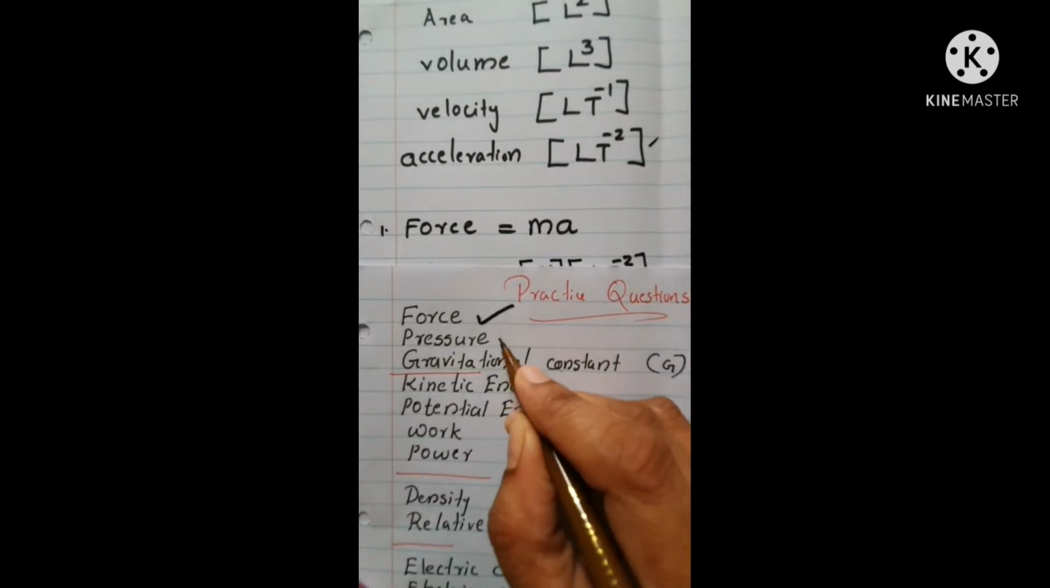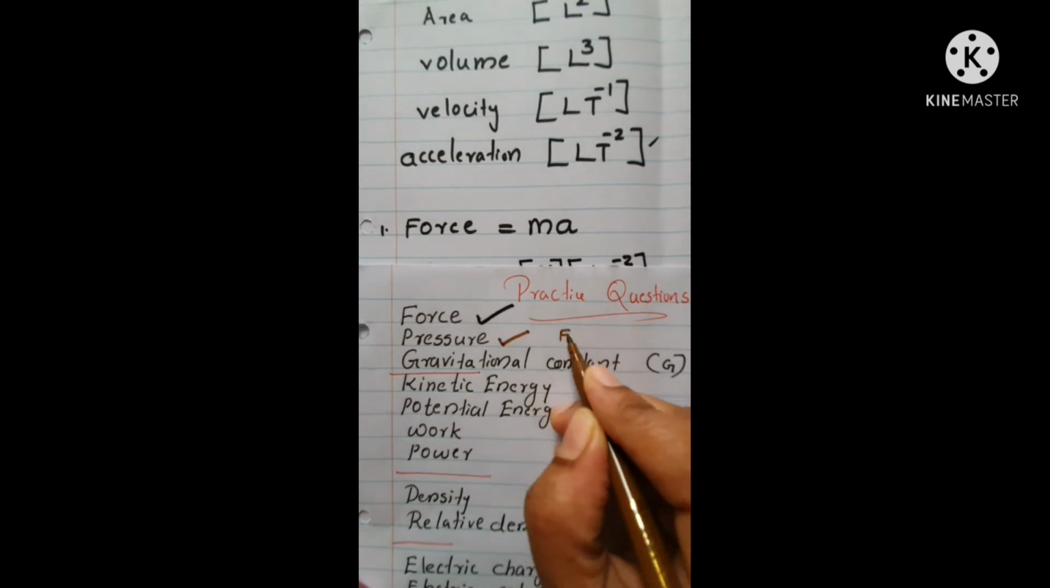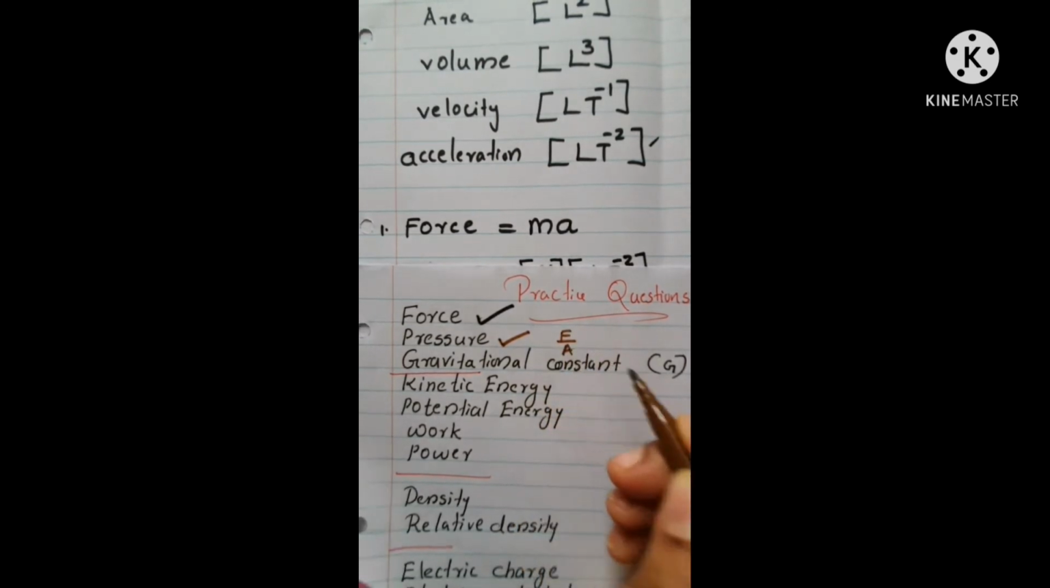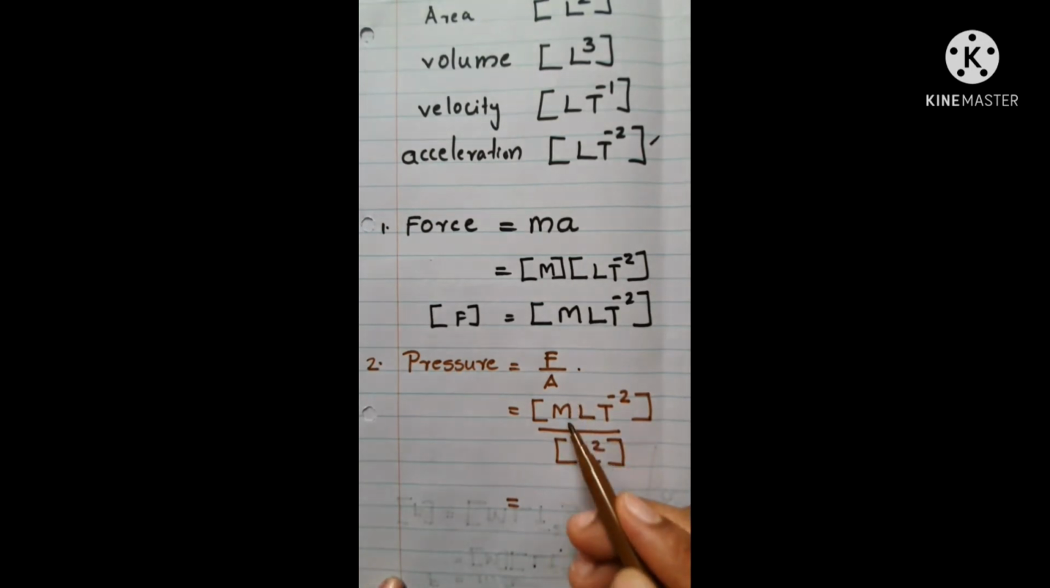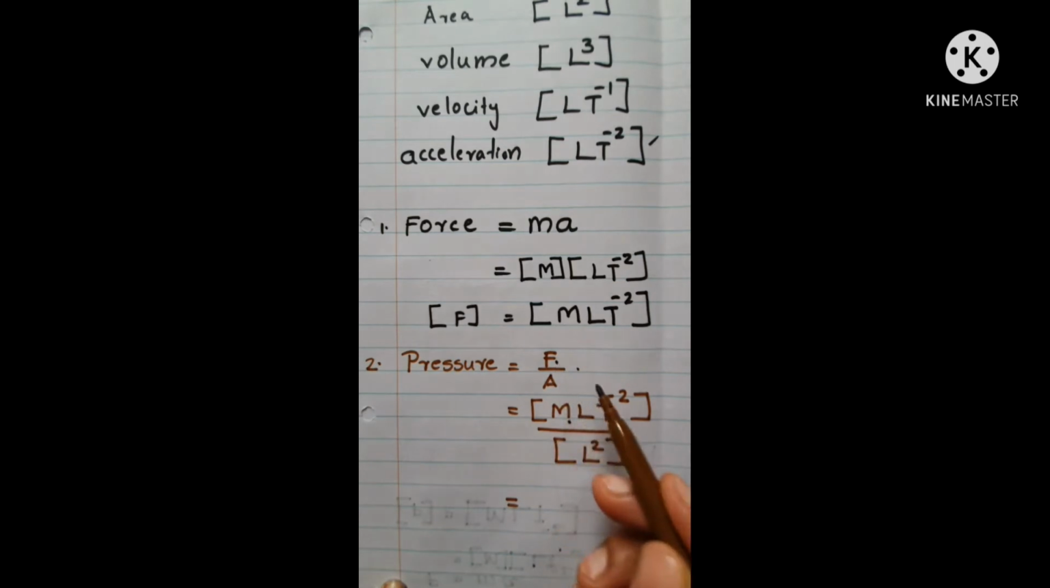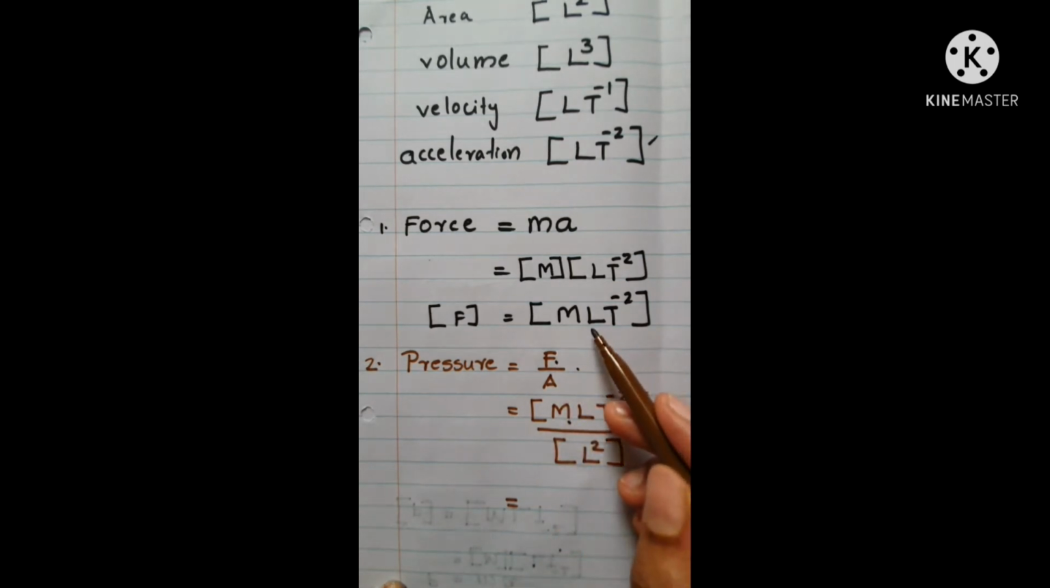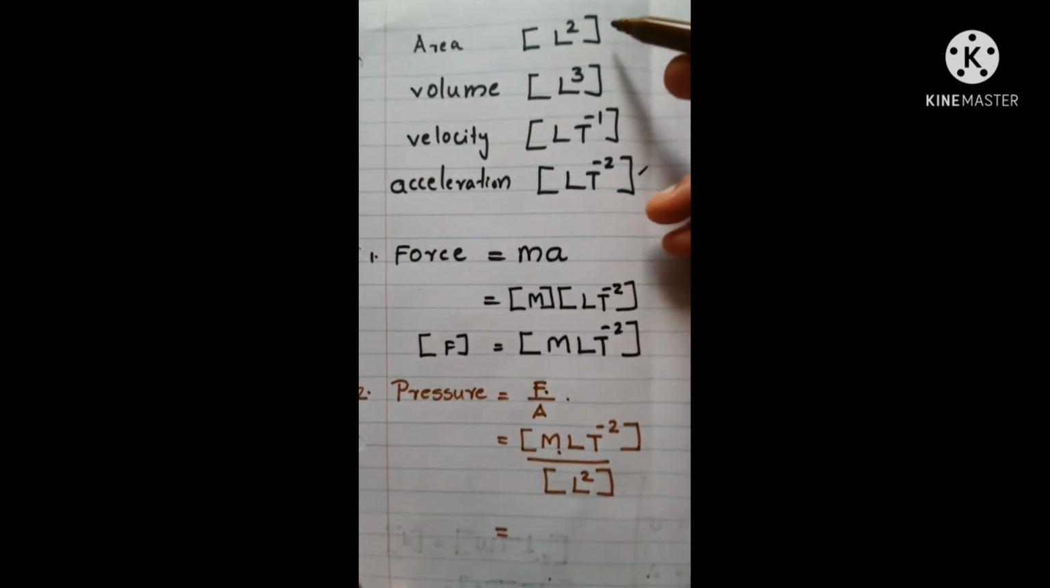Next is pressure. We know that pressure is equal to force divided by area. Pressure is force divided by area. I already wrote the dimensional formula for force, what we already got: [MLT^-2]. And area is L square. We know that.